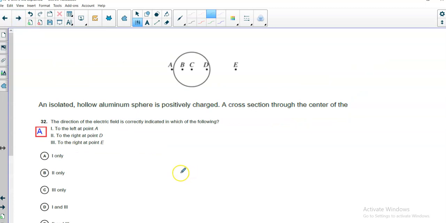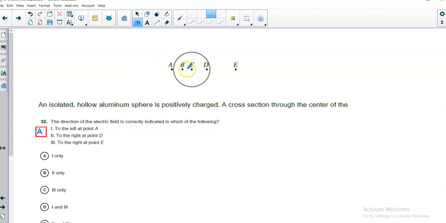An isolated hollow aluminum sphere is positively charged. A cross-section through the center of the, I'm assuming, sphere. Is this all we have? Yeah. The direction of the electric field is correctly indicated in which of the following? Alright, the sphere is positively charged?